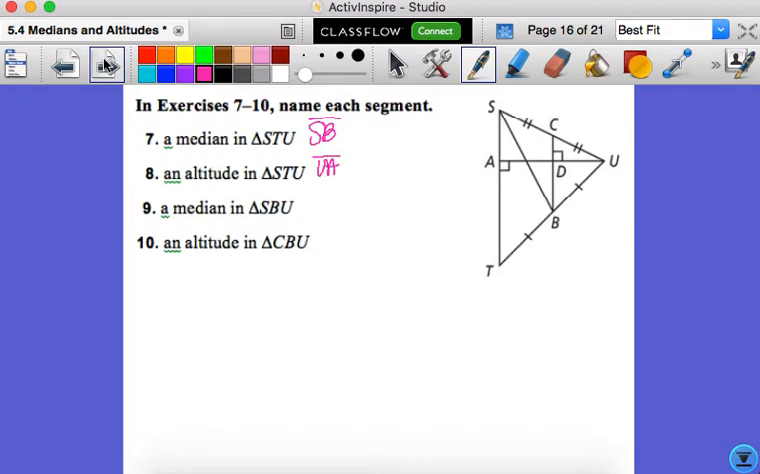Then it wants a median within only SBU. So now we're only looking at this triangle, and we want a vertex connected to a midpoint. So B connected to C would be our median. Last but not least, we're looking even smaller at CBU, and we need an altitude. A vertex to the opposite side perpendicularly, that would be UD.